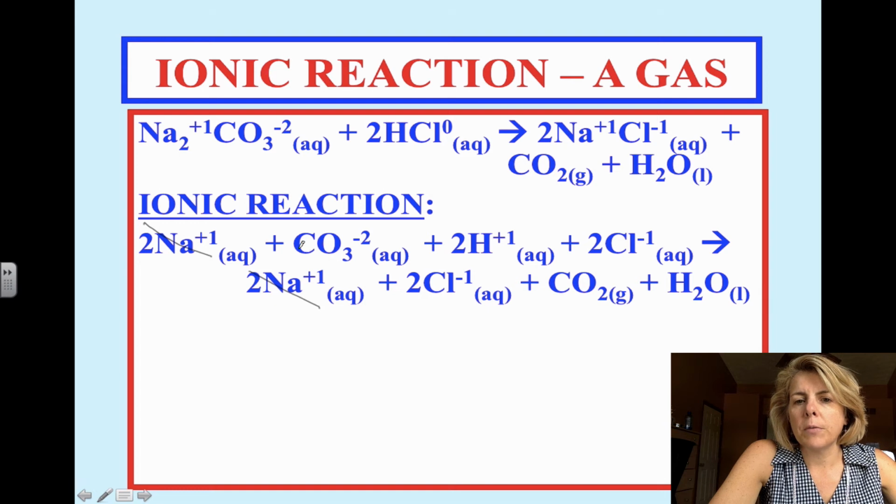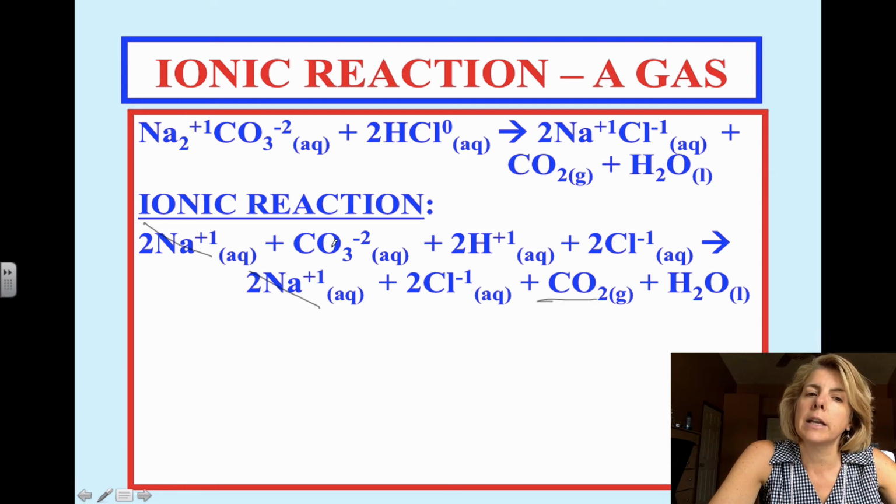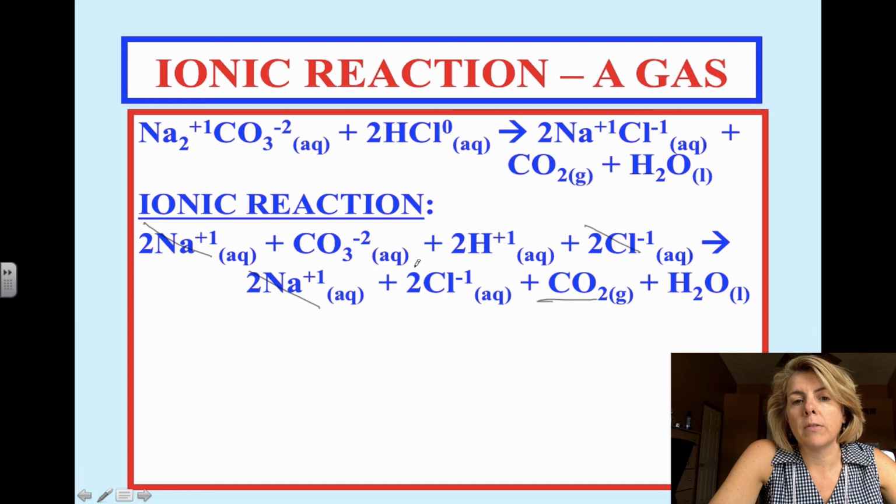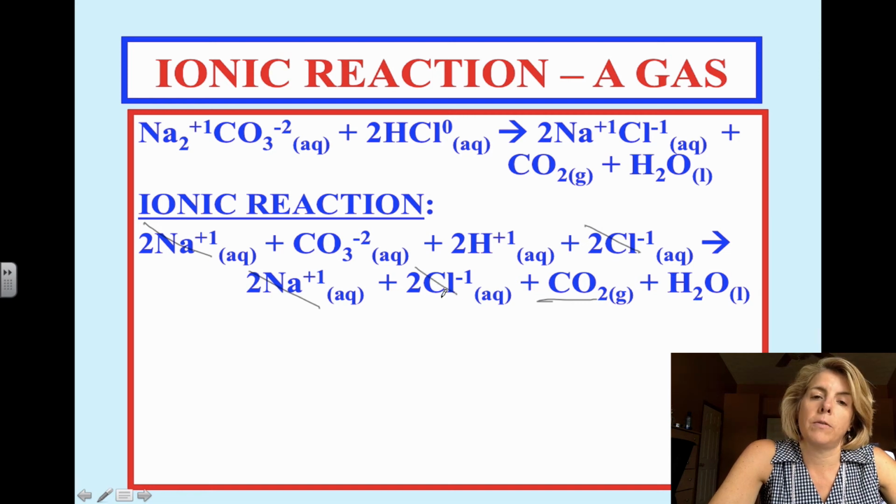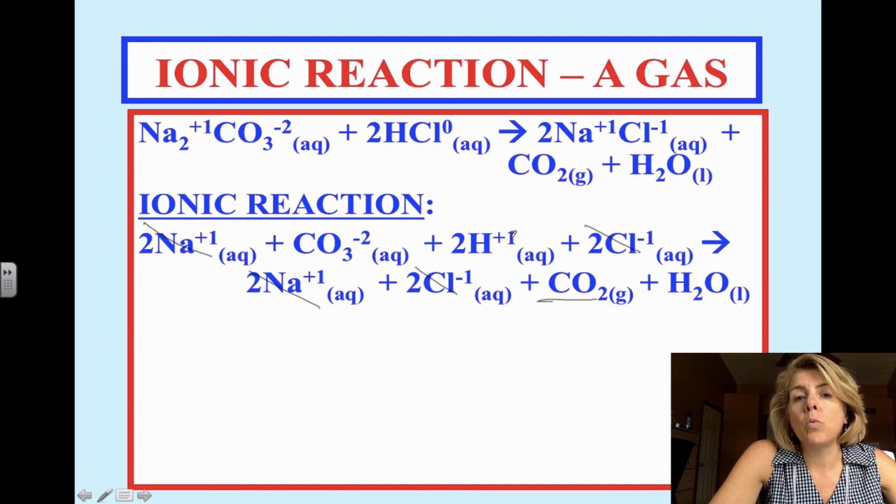Now here is something different. We have CO3 2-, so that's the ion, but we have CO2 gas. I'm not going to cross this off because this is something that we probably need for the formation of a gas. Notice that we have two chlorine ions, so I'm going to cross those out because they appear on either side of the chemical equation. But I also have two hydrogen ions. I'm not going to cross that out because it doesn't appear on either side of the equation.